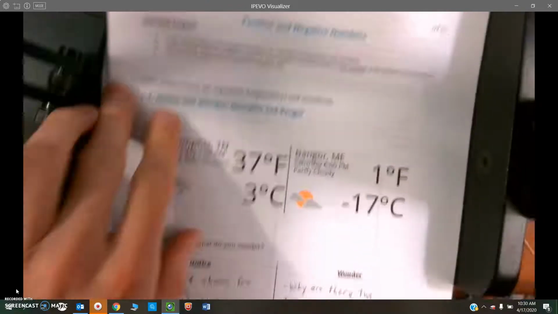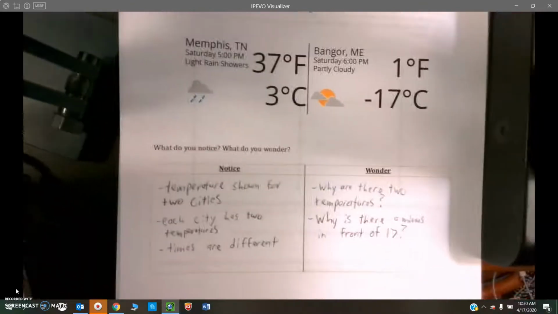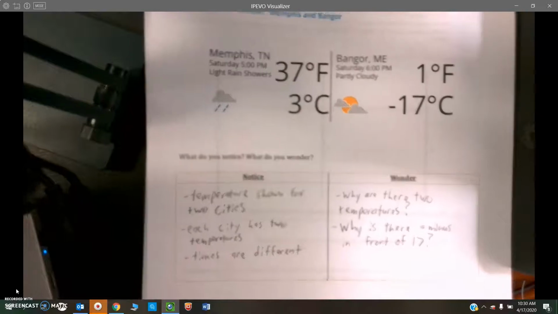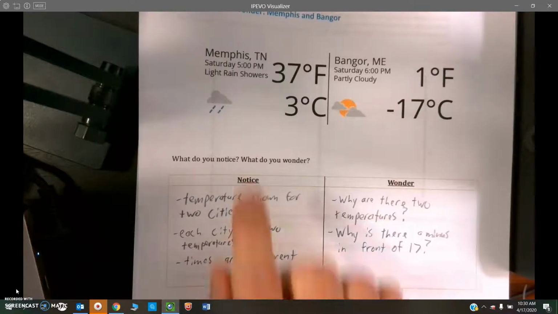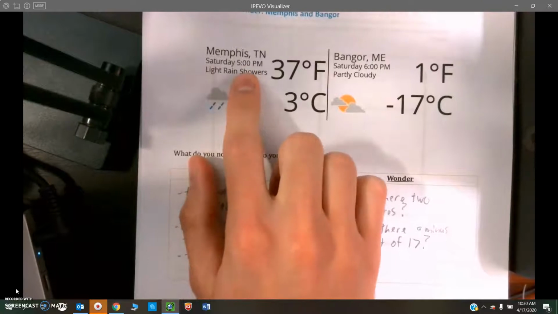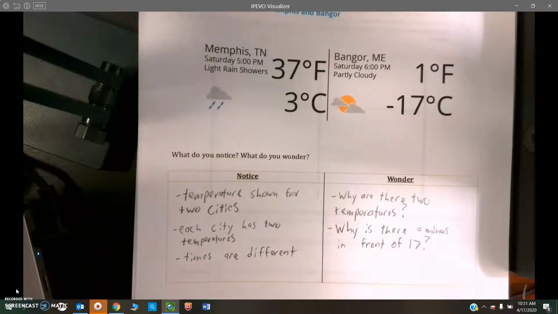All right, and so here are some of the notices and wonders that I had or predicted that some of you would have. So for my notices, we can see that the temperature is being shown in these 2 different cities. Each city has 2 temperatures, and looking closely, I can see that it's 5 p.m. on Saturday here and 6 p.m. on Saturday in Bangor. Okay. And the wonders, why does each city have 2 temperatures, and why is there a minus sign in front of 17? Okay. I'm sure some of you know the answers to those questions.